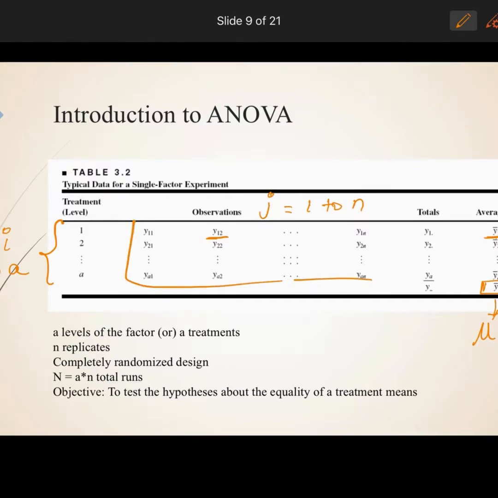Okay, so these are the three important measures: Yij, the observation in run j at a given factor level i; mu i, the mean of all the observations at a given factor level i; and mu, the overall mean, or we can also say the average of all these treatment level averages.